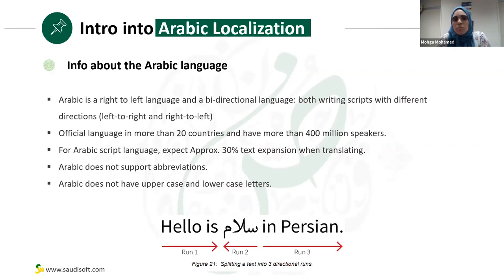Also, Arabic doesn't support abbreviations. It's known that Arabic is one of the languages that have a large number of words and expressions. Let's take the word friend as an example. There are different words in Arabic that can be used to describe the word friend, depending on the depth of your relationship with your friend.